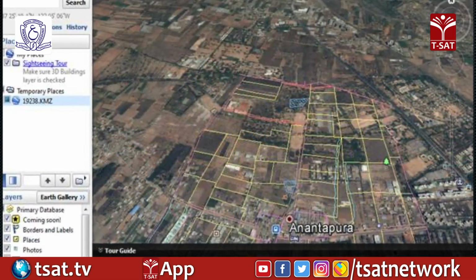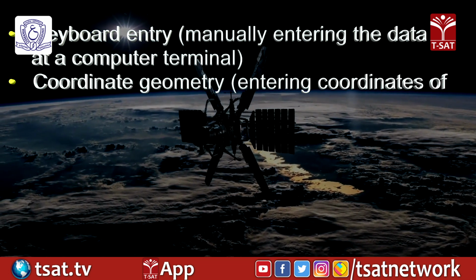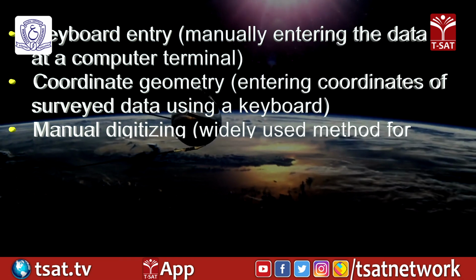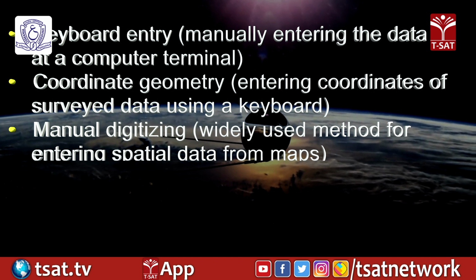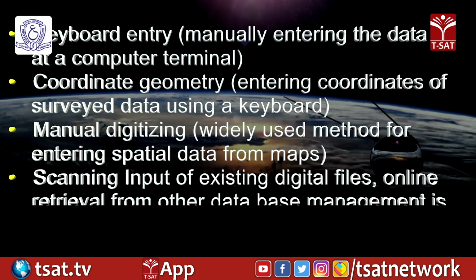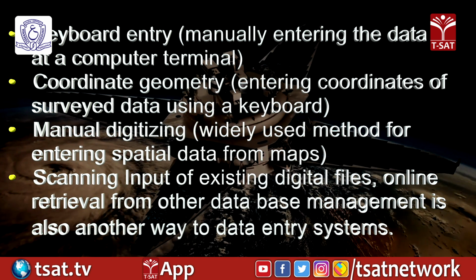reports and survey documents. There are 4 types of data entry system commonly used in a GIS. Keyboard entry, manually entering the data at a computer terminal. Coordinate geometry, entering coordinates of surveyed data using a keyboard. Manual digitizing, a widely used method for entering spatial data from maps. Scanning input of existing digital files, that is online retrieval from other database management systems, is also another data entry system. Frequently it can be capable of greater precision than that achieved during the data collection.